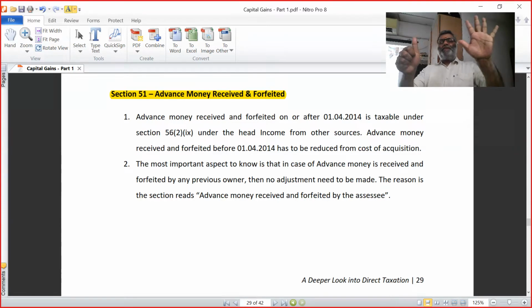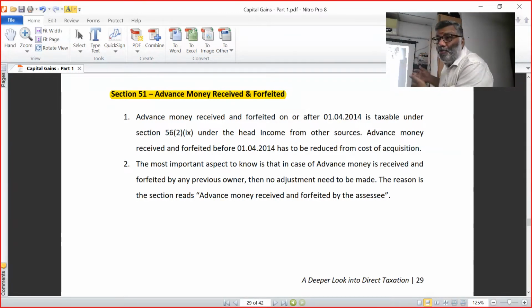Within 6 months, the balance money has to be paid. Otherwise, the advance will be forfeited because I'm losing the opportunity of selling it to others. So the advance will be forfeited. The proposed buyer did not pay me within 6 months. So advance money was forfeited. Capital gains does not arise, because to tax, it should have been transferred.